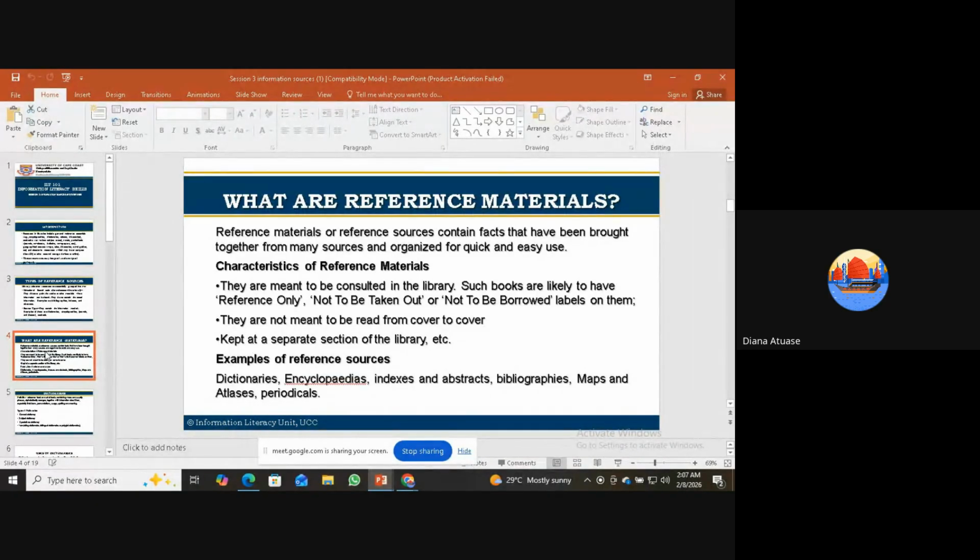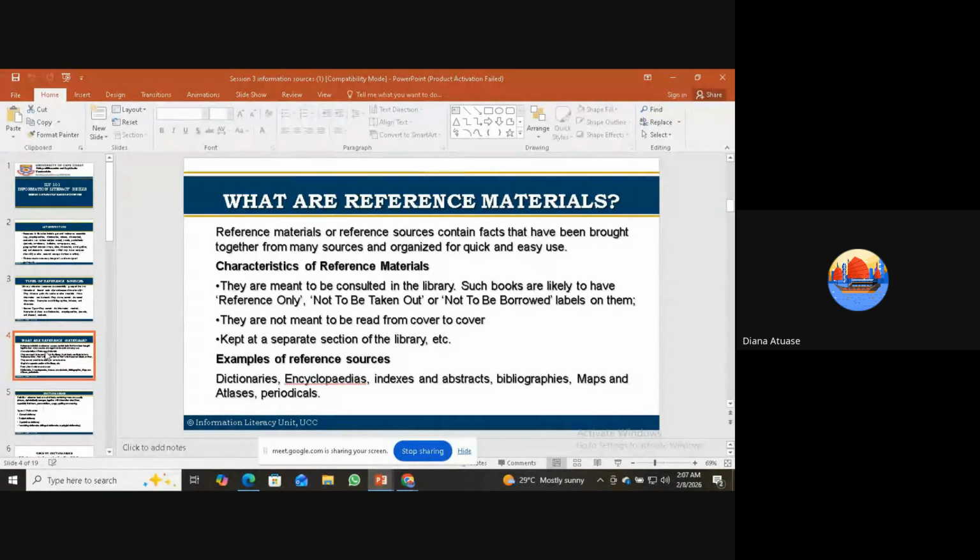What is a reference material? Or what are reference materials? So reference materials are just materials or information sources that contain facts, and they are brought together for quick and easy access.